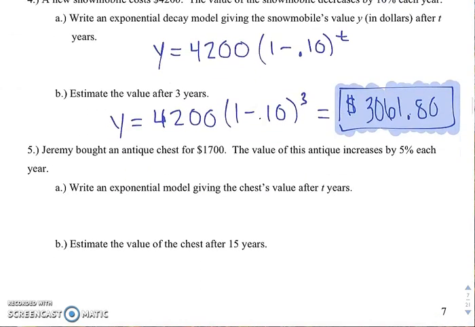So go ahead and try number 5. Now the only difference is that this is increasing, so you're going to use the equation with 1 plus r to the power of t. So just be paying attention to your wording in these, but other than that, you're just plugging in your values.